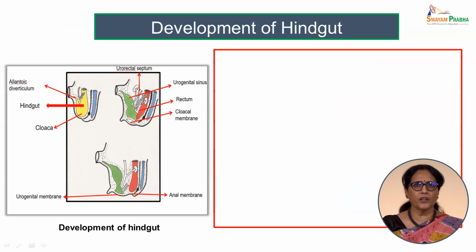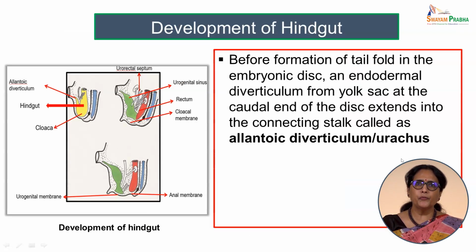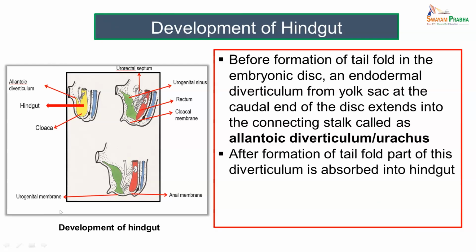To reiterate what I have just said, before the formation of tail fold in the embryonic disc, an endodermal diverticulum from the yolk sac at the caudal end of the germ disc or embryonic disc extends into the connecting stalk and is called as allantoic diverticulum or the urachus. After the formation of the tail fold, part of this diverticulum is absorbed into the hindgut.